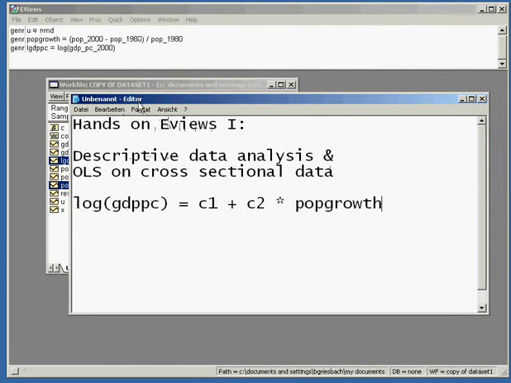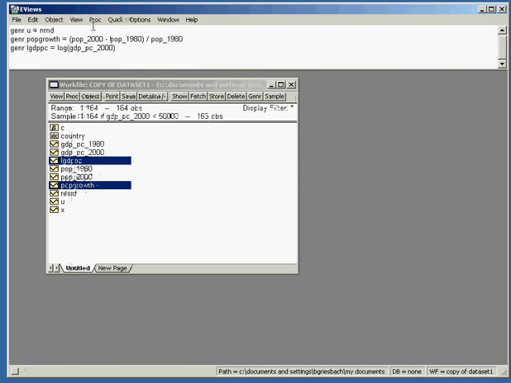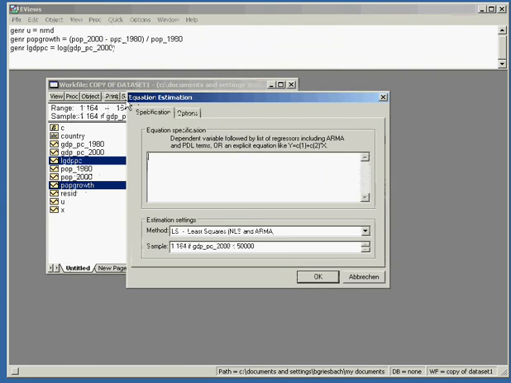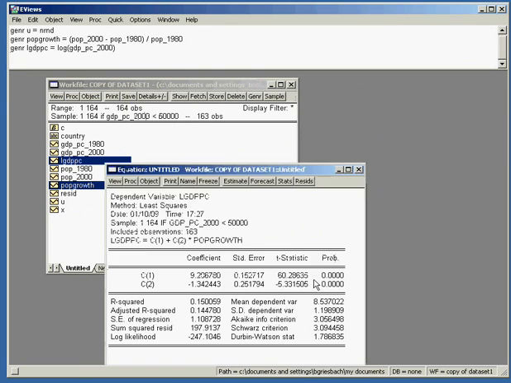Okay, let's start our ordinary least squares. We do so by going to Quick, Estimate Equation, and typing our equation. It's basically this format, which is shown here in an example. So our dependent variable is the logarithm of GDP per capita, LGDP per capita, equals some constant plus some coefficient times our independent variable, or explanatory variable, or regressor, population growth. And the method is ordinary least squares. And here we have our result.